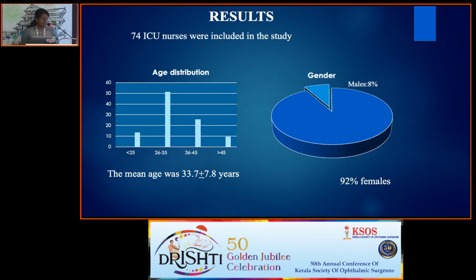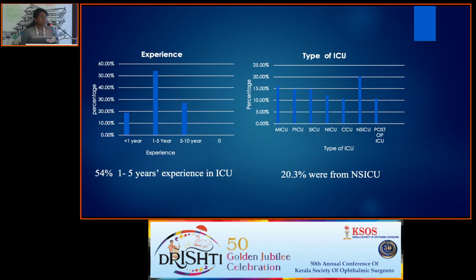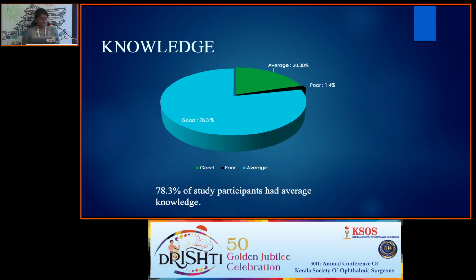Now moving on to the results. 74 ICU nurses were included in my study. The mean age was 33.7 years. 92% were females. 93% were BSc graduates. 35 of them had undergone eye care training. 54% had 1 to 5 years of experience in the ICU. 20.3% were from the neurosurgical ICU. 78.3% of the total study participants had average knowledge.